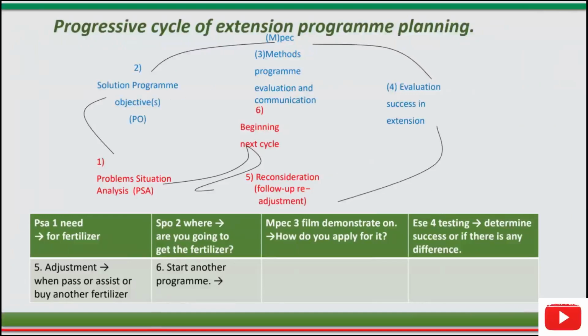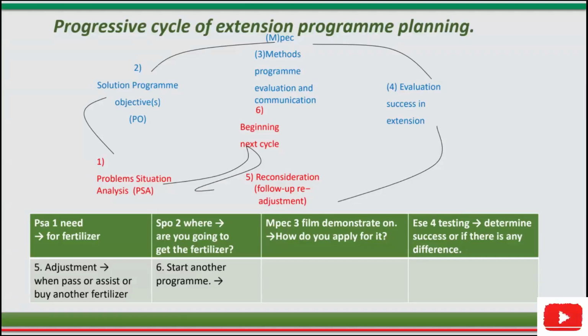This progressive cycle of extension program planning starts with problem situation analysis, the PSA. Here we have probably identified the need for fertilizer at this point. And then from there, we progress to the second one, which is the solution program objectives, the PO. That is, where are you going to get the fertilizer? So number one is the problem situation analysis. Now we've analyzed the situation and we realize that we need fertilizer.